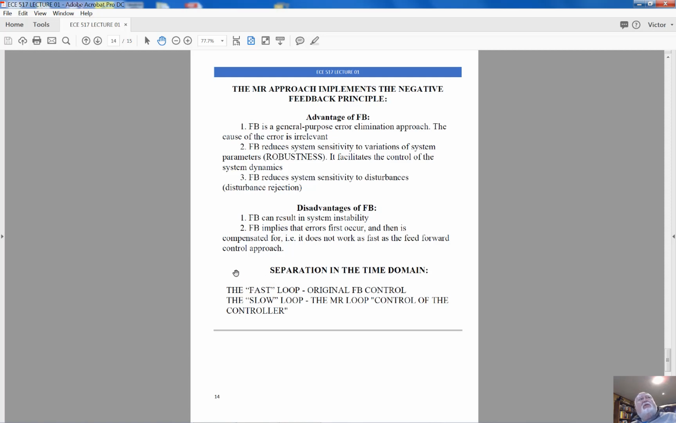And then we have to keep in mind separation in the time domain. In any adaptive control system, especially a model reference control system, one can detect two control loops. One is the control loop of the control plant, of the feedback controller, which is supposed to work fast. And then there is another loop. The model reference approach is implemented by this loop. It's a loop that includes the adaptation mechanism. The purpose of this loop is to control the controller. This loop operates slow.